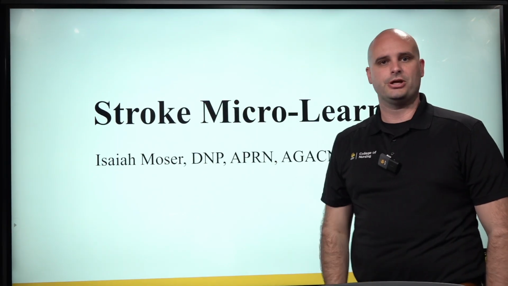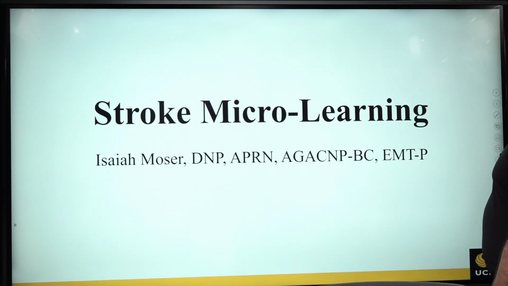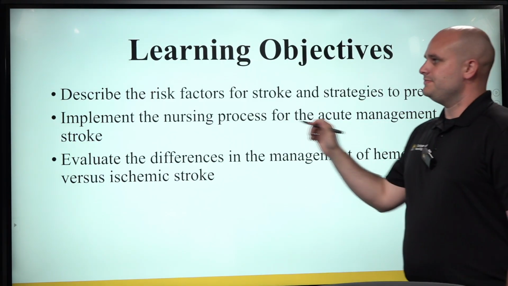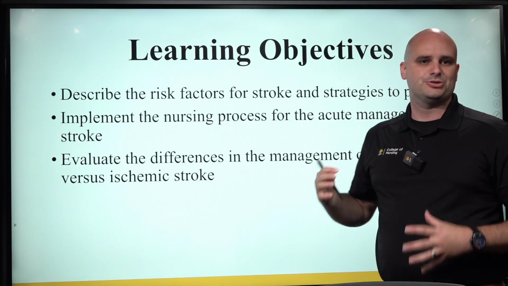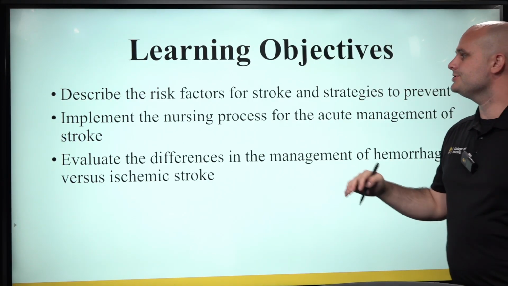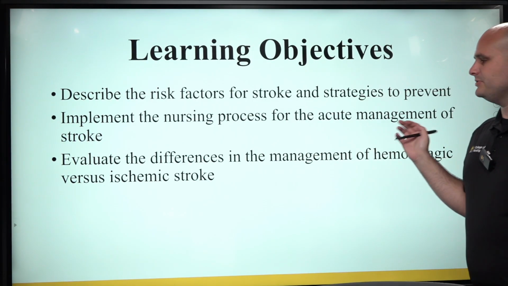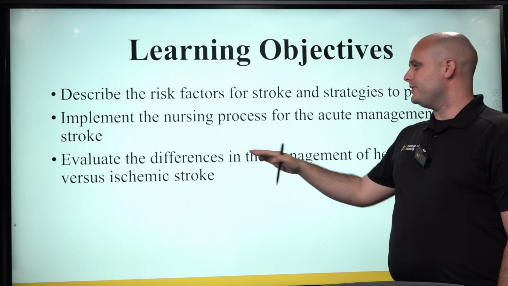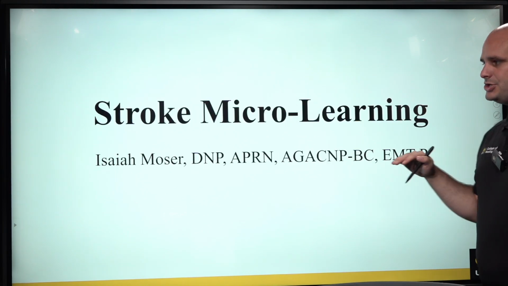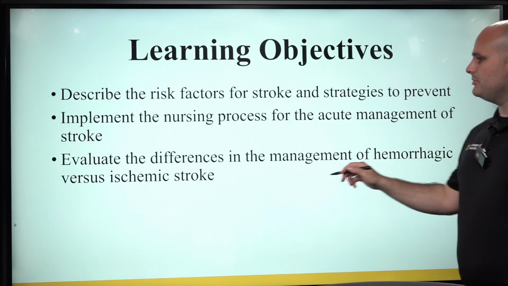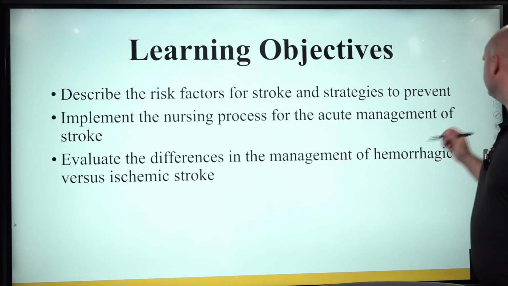Today we're going to be talking about stroke. So some learning objectives: describe the risk factors for stroke and how we're going to prevent stroke. That goes back to your health promotion and primary prevention. Implement the nursing process for the acute management of stroke. Evaluate the differences in what we're going to do based on whether the patient has a hemorrhagic or ischemic stroke.